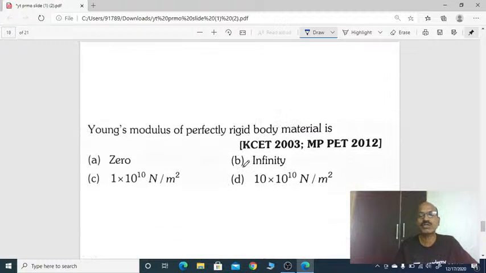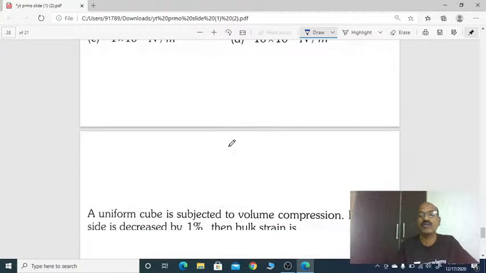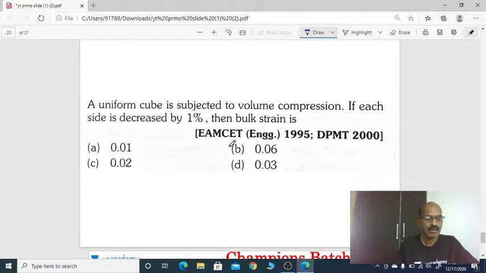Let us go for the next one. Young modulus of perfectly rigid body material is infinity. Since it is a perfectly rigid body, Young modulus will be infinite. For perfectly rigid body material, the Young modulus value will be infinity.